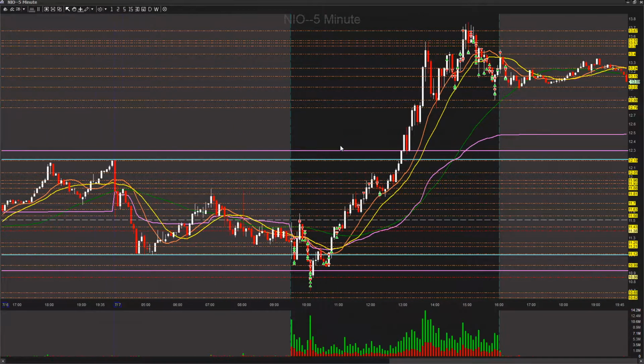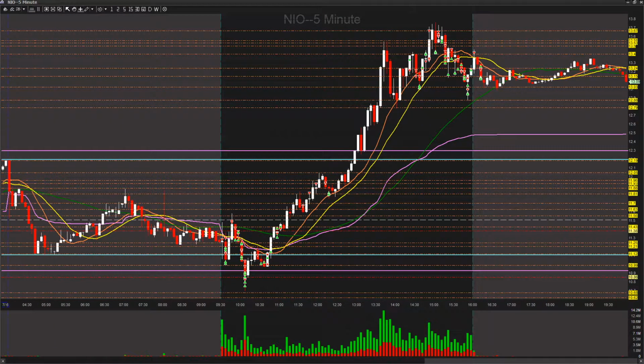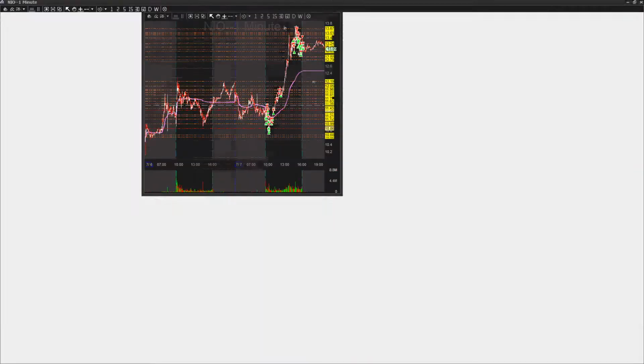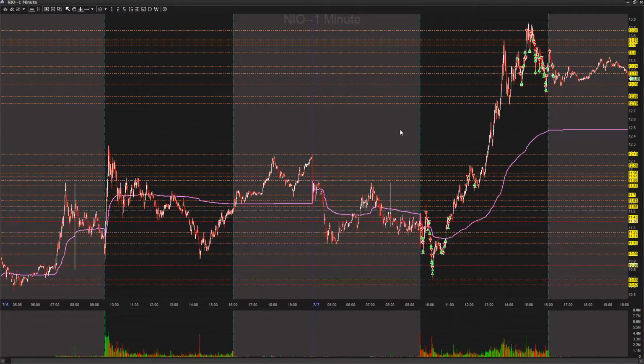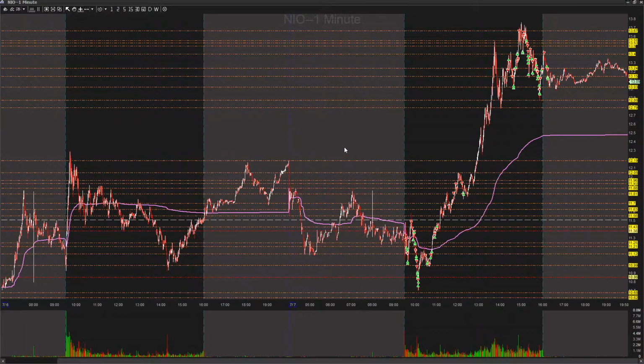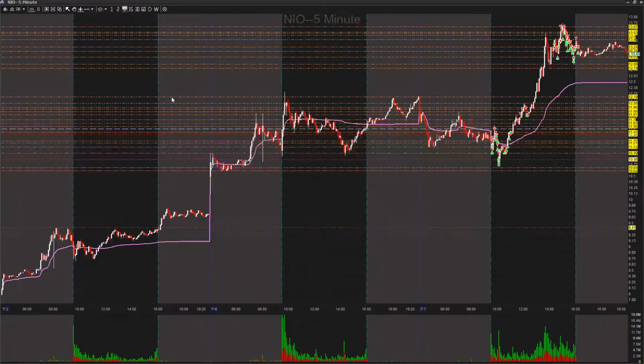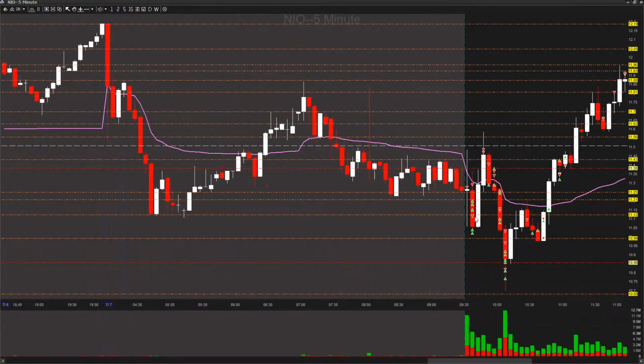This is how I trade off my charts. I don't think this is actually a fully loaded chart, but let's see if it is. Okay, here is one. So no, it's not, but this is how I post my charts on Twitter.